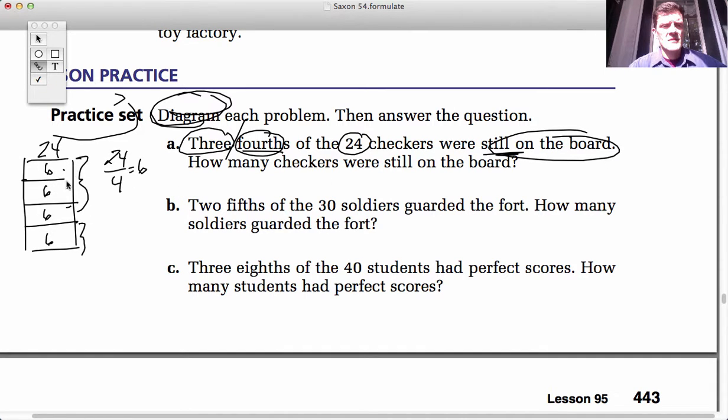So 3 of the groups, each group is 6. 3 times 6 is going to give you your 18. And the remaining 6 down here are not on the board. So what's on the board? Those 18.